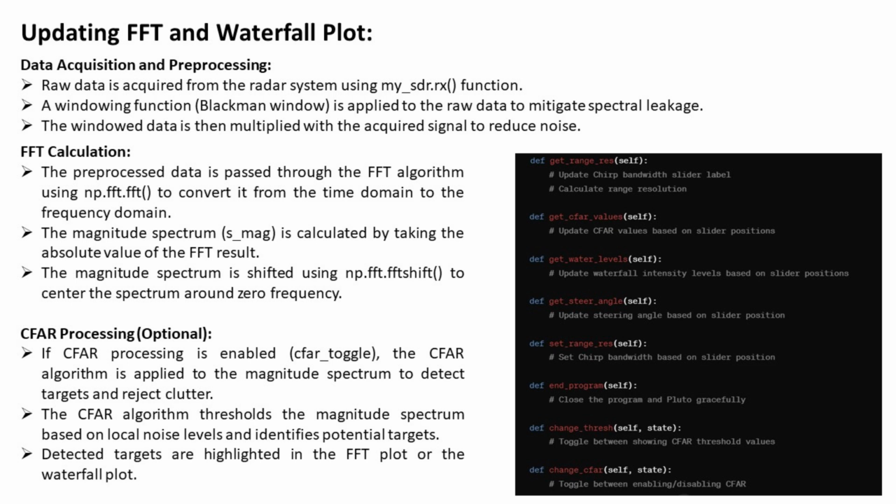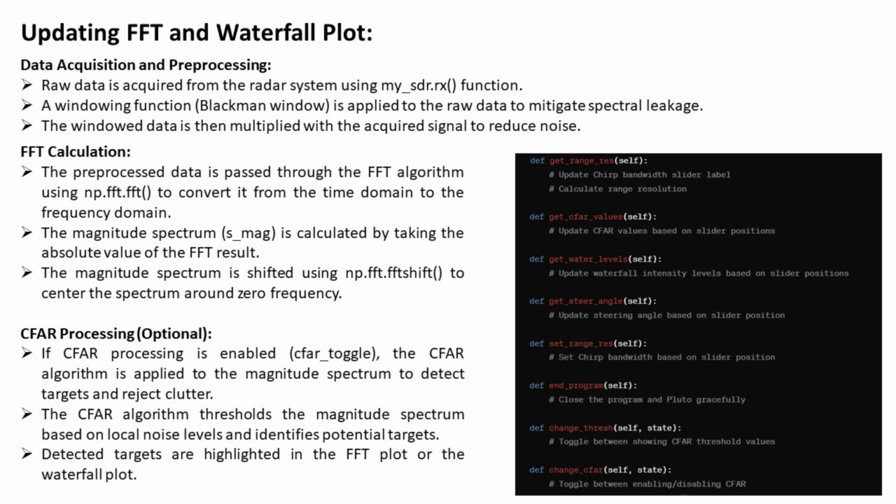FFT calculation. The pre-processed data is passed through the FFT algorithm using np.fft.fft to convert it from the time domain to the frequency domain. The magnitude spectrum, s_mag, is calculated by taking the absolute value of the FFT result. The magnitude spectrum is shifted using np.fft.fftshift to center the spectrum around zero frequency.